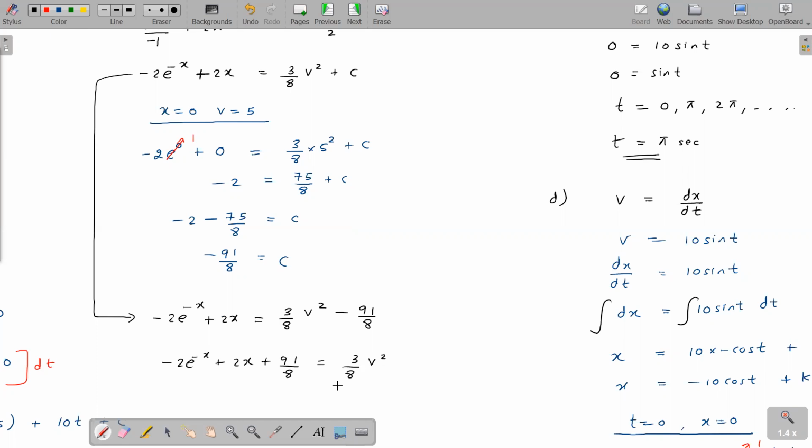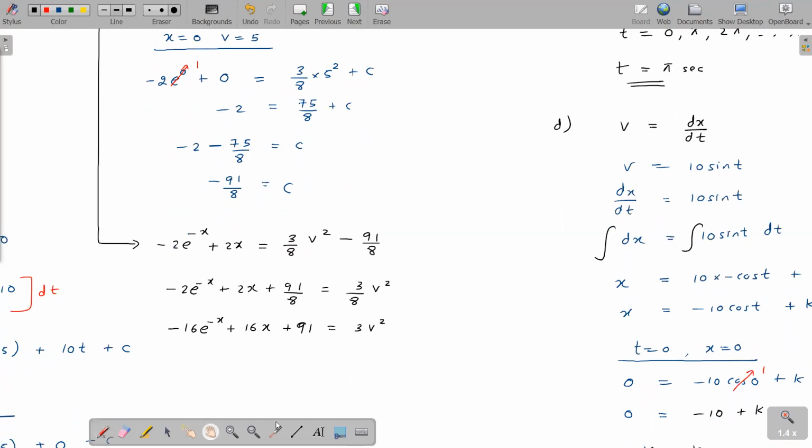Agreed? So let's multiply the whole thing by 8: minus 16e minus 6. 8 times 2x is 16x. 91 over 8 times 8 is 91. And then you can divide the whole thing by 3. So minus 16 over 3e minus 6 plus 16 over 3x plus 91 over 3, so the whole thing divided by 3. So this is the v square equation. Do you agree with me?